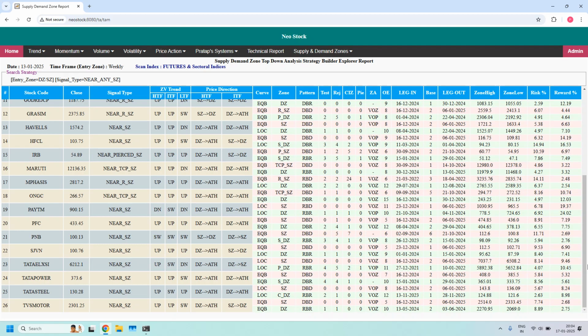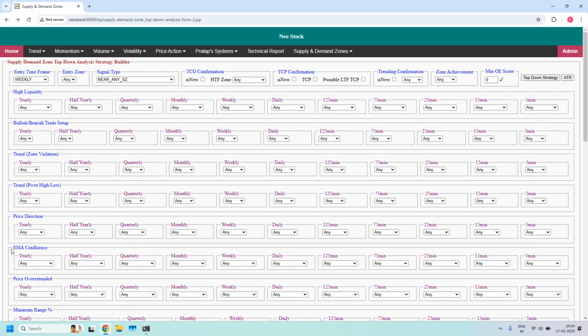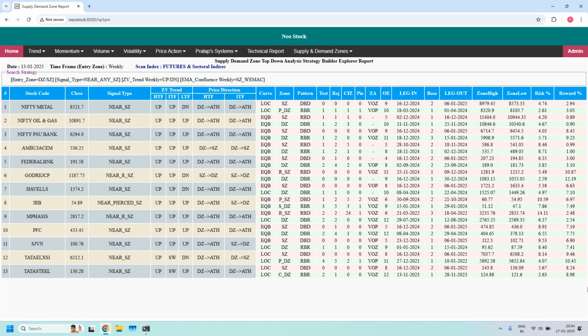Because the list is big, if you want me to further filter based on EMA confluence, I can do. Let me generate. In the EMA confluence, weekly time frame, weekly supply zone having weekly EMA confluence, and trend on weekly time frame should be up or down, but not sideways. Let's filter. See, now the list has come down to 13 stocks. All these stocks are near to the weekly supply zone, but these supply zones are having weekly EMA confluence. That is the way we can understand this list. Okay.